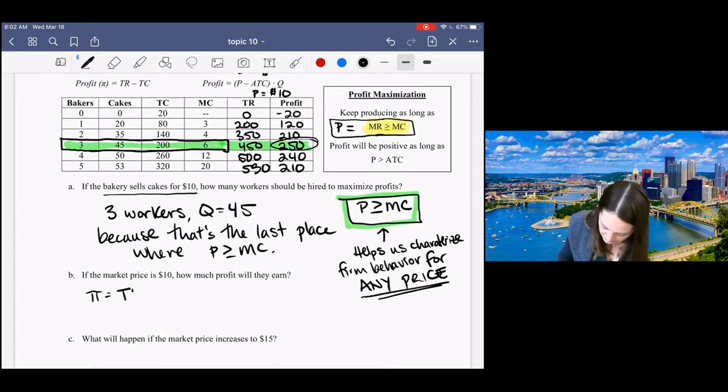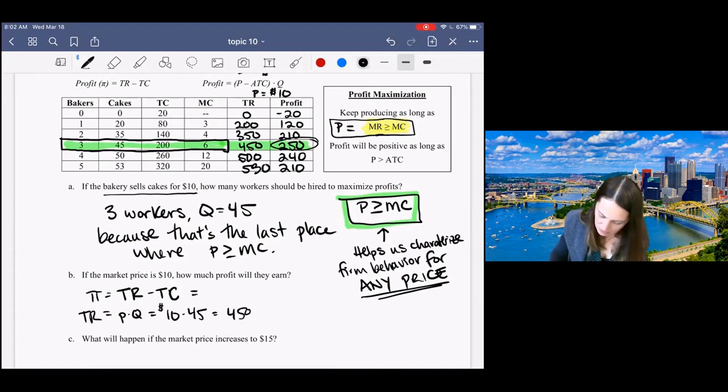So profit is total revenue minus total cost. My total revenue is price times quantity. That's going to equal, right, I have a price of $10 times I'm producing 45 units, and that gives me $450 in total revenue. Minus my total cost, I can just read off of my graph here, but that would be all of your fixed costs plus all of your variable costs. That's $200, and that's how I get a profit of $250.